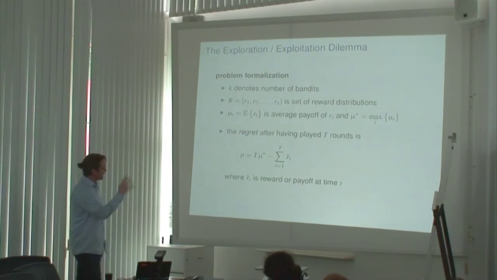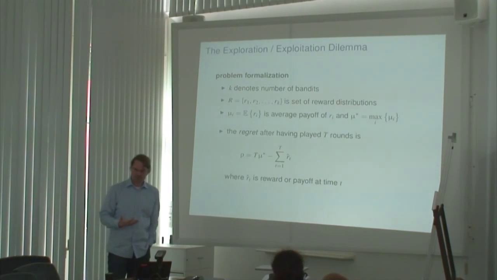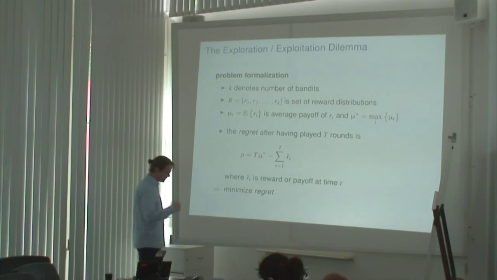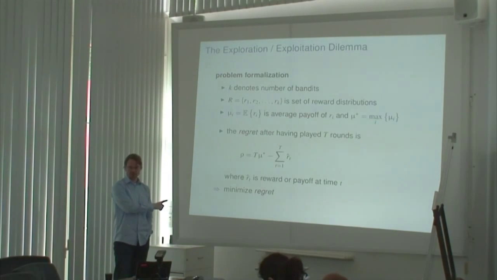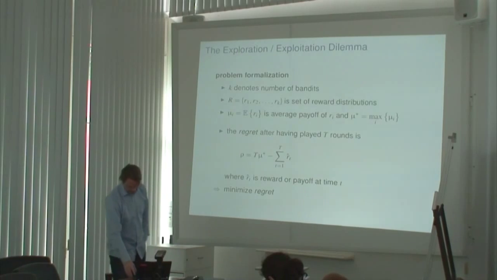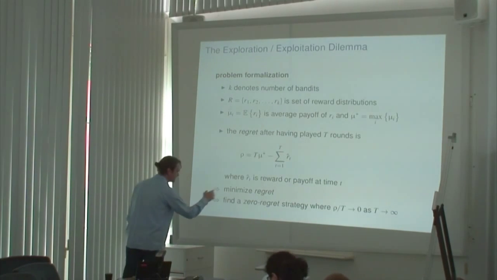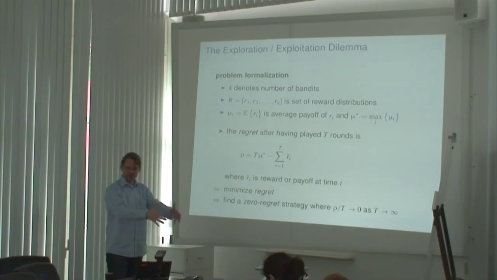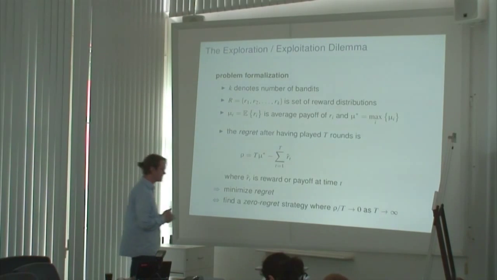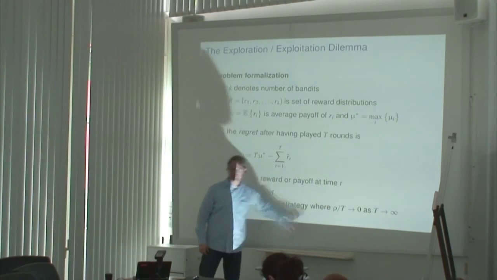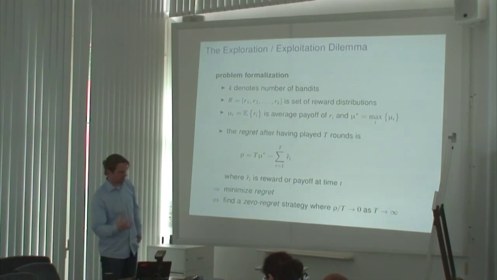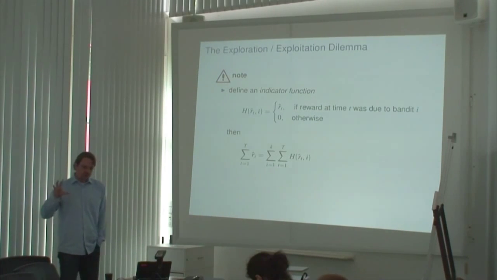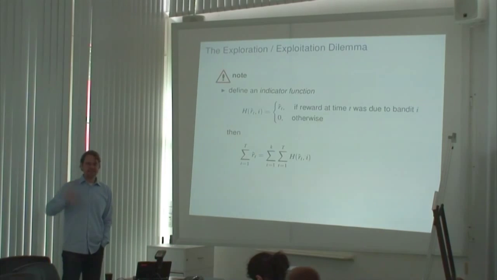Now, of course, this becomes a mathematical optimization problem. We basically have to come up with a strategy, an algorithm, a way of minimizing this regret function. And I'm just mentioning it, we have to find a zero regret strategy where this rate of rho over t approaches zero as t approaches infinity. So this rho should not grow too much. That is basically, we want to have something where the regret is small. And to do so, we have to look at indicator functions again.